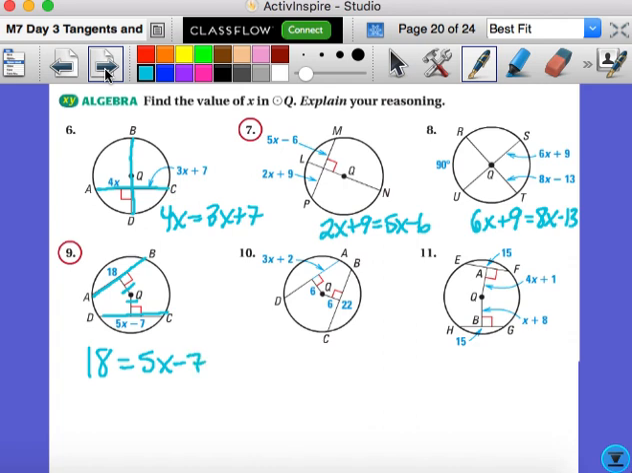Same thing here, I've got one chord that's the same distance away from the center as another chord. However, where I want to be careful is they only give me this part of that chord. So I would have to double that so that I have 6x plus 4 would have to equal 22. And last but not least, we've got two congruent chords, so they must be the same distance from the center, which means x plus 8 would have to equal 4x plus 1.